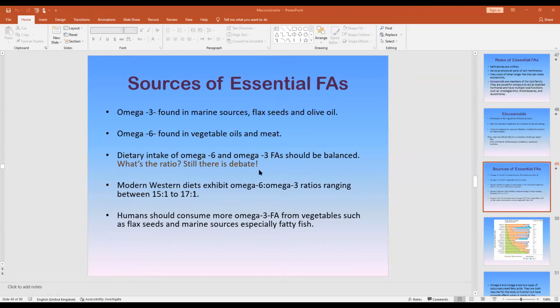Although omega-3 is very important to our health, more than omega-6, and it has a lot of health benefits, the amount of omega-6 is still high. Modern Western diets exhibit omega-6 to omega-3 ratios ranging between 15 to 1 to 17 to 1. But humans should consume more omega-3 fatty acids from vegetables such as flax seeds and marine sources, especially fatty fish.